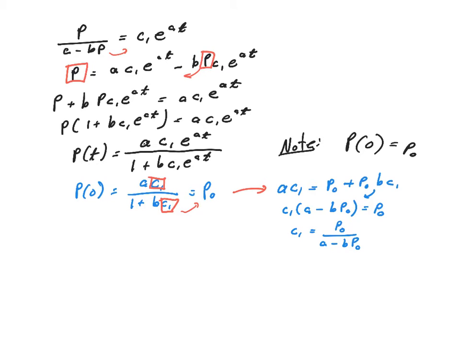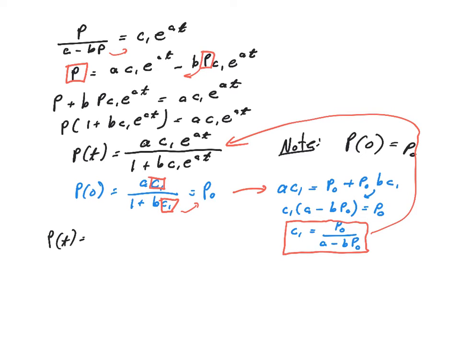Okay. Now what does that say? Just remember what I'm doing here. Everything's in terms of A, B, and P naught, and I'm going to put it back into that. So now I have P of t is equal to A P naught over A minus B P naught, e to the AT, divided by 1 plus B times P naught divided by A minus B P naught, e to the AT.